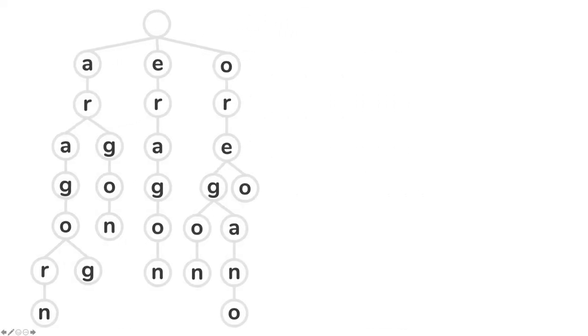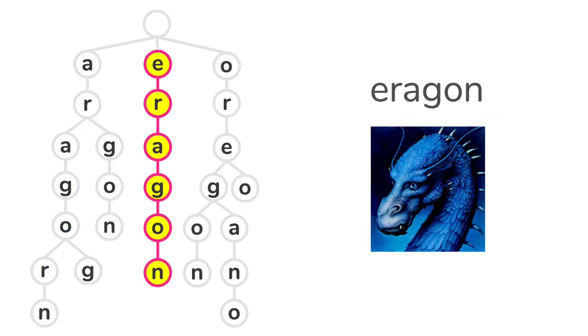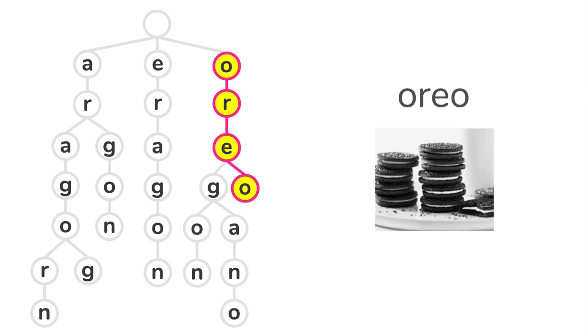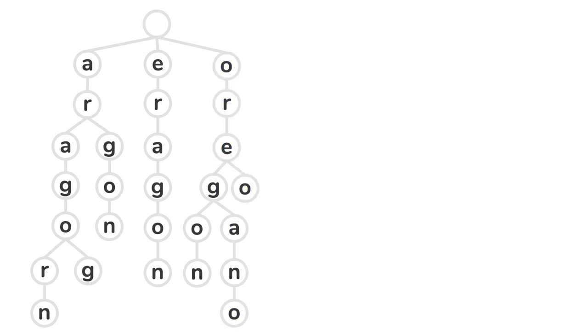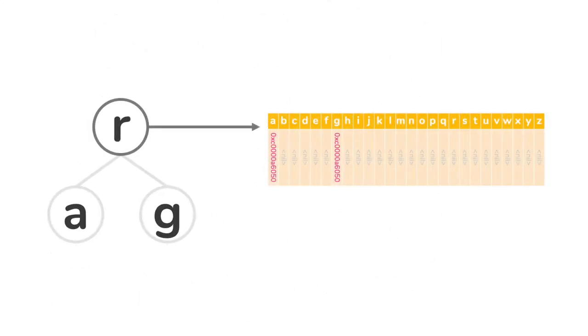The trie is currently holding the words Aragorn, Aragog, Aragon, Oregon, Oregano, and Oreo. Tries will have a root node at the top, which will have children nodes, one for each possible alphabet. There are 26 letters in the alphabet, so each node will have 26 children nodes.